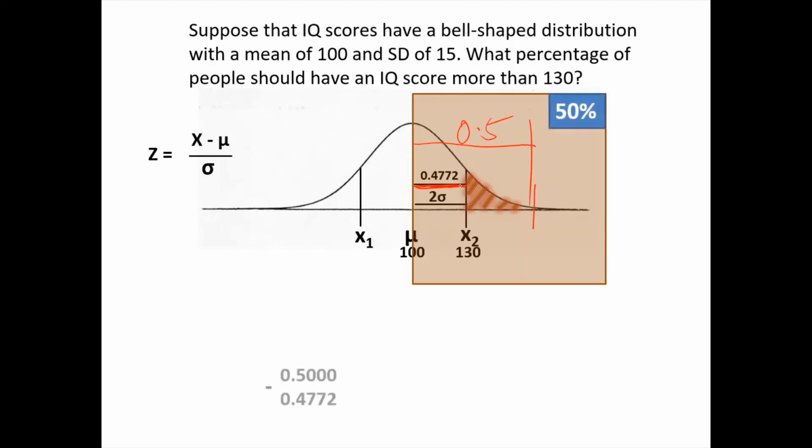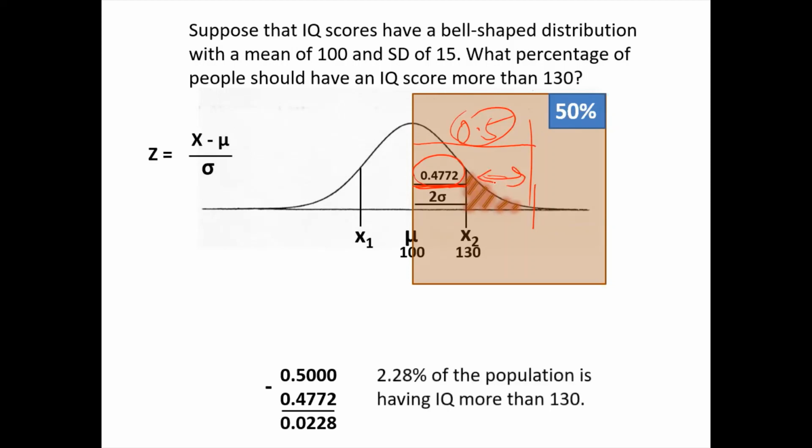So what I have to do is subtract this 0.4772 from 0.5 to calculate the remaining distance. The remaining distance comes as 0.0228. That means only 2.28% of the population is having IQ more than 130. Have you understood? Is it clear now?